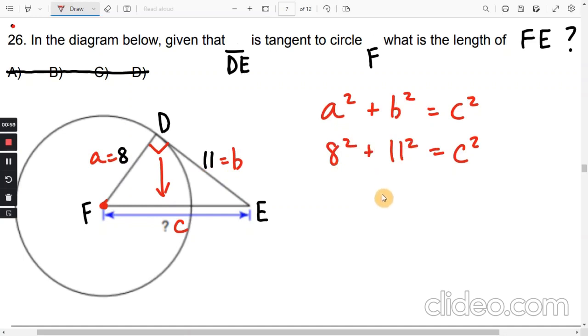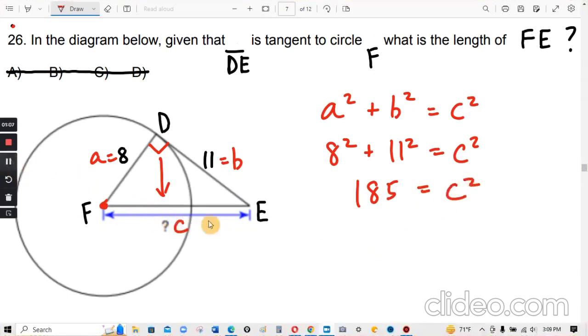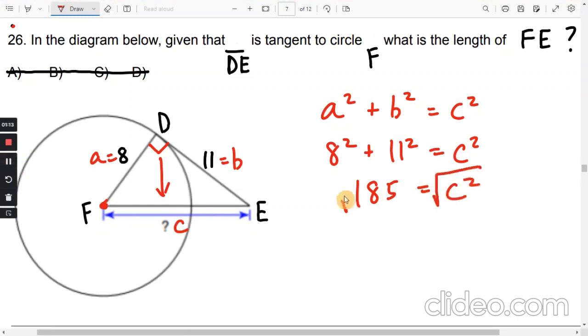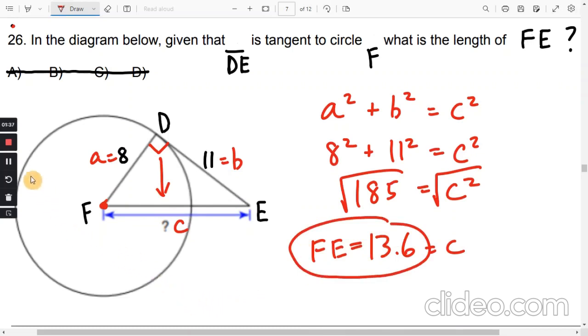And let's see, 64 plus 121, that's going to be 185 if I'm not mistaken. Let me double check. It's correct. And the opposite of squaring something is to take the square root. So you do that to both sides. Square root of 185 is just 13.6. And the square root of c squared is just c. So this side length right here, FE, is 13.6. Final answer. So remember for the tangent that it makes a right angle.